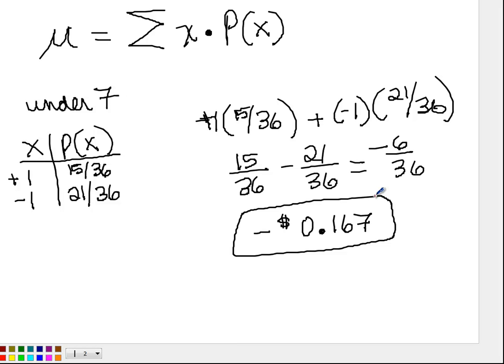Okay, so you're going to do that for over 7 and on 7. And you should get the same answers for all three. All right. Hope this helps.